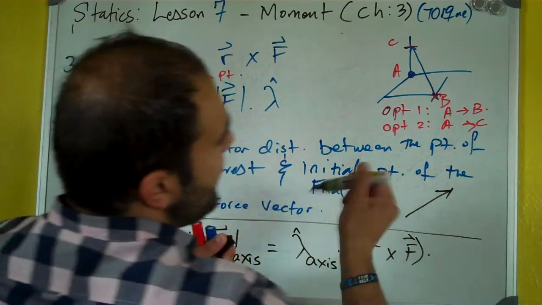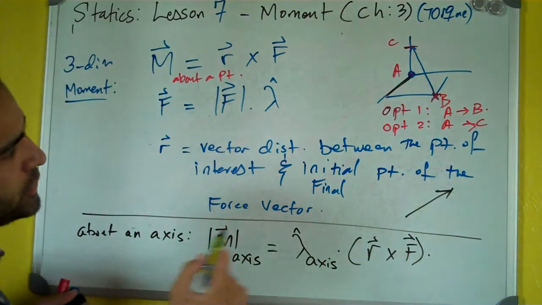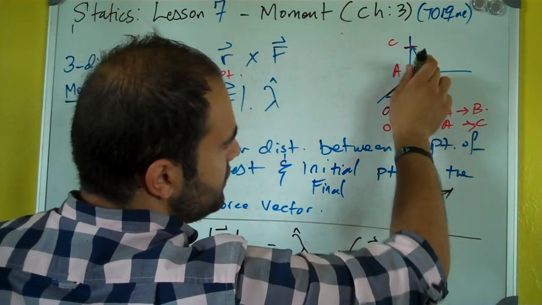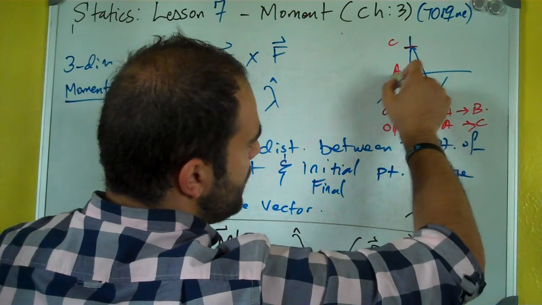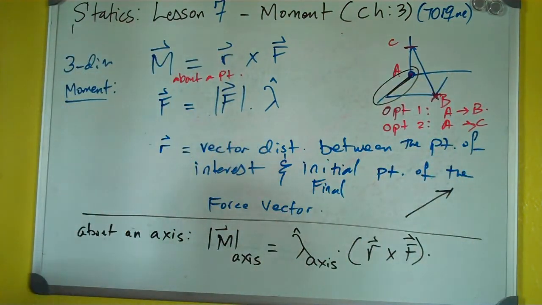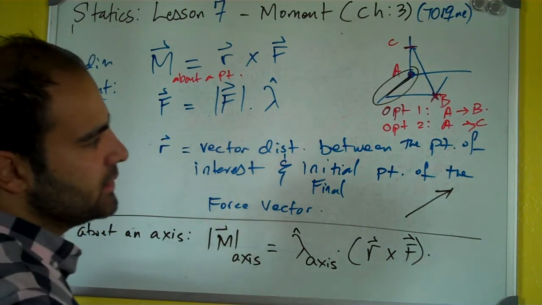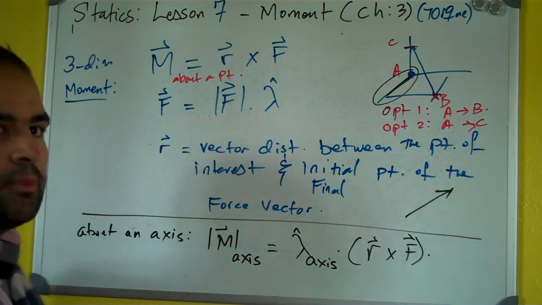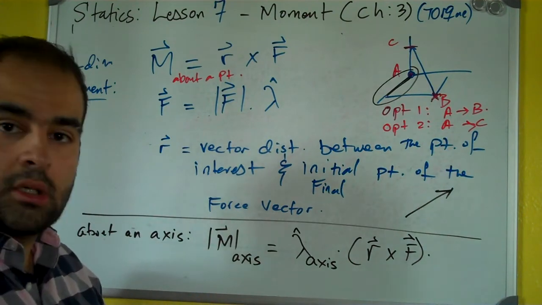So if I'm asking you to find the moment about this axis, what you need to do is the same thing, R from here to here, but you also need to dot it with the unit vector of this. And I'll be practicing a question next video. Hopefully it's going to be posted today as well. So we should be good to go for chapter 1, 2, 3.